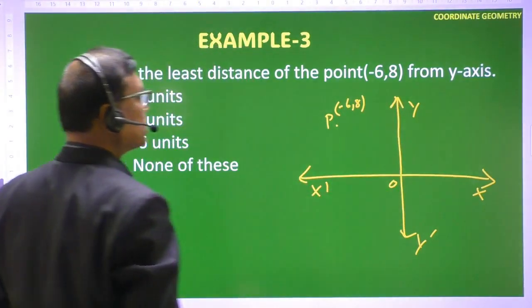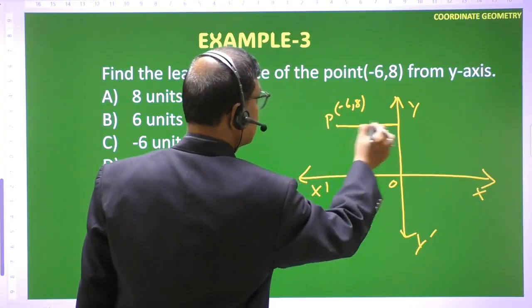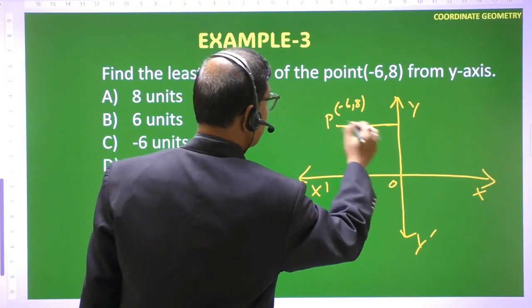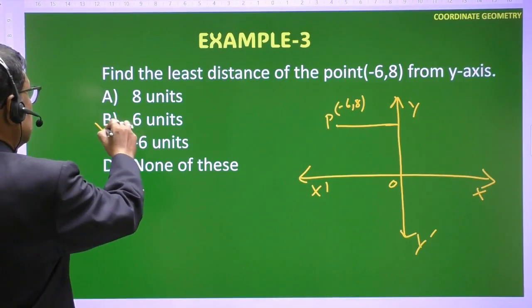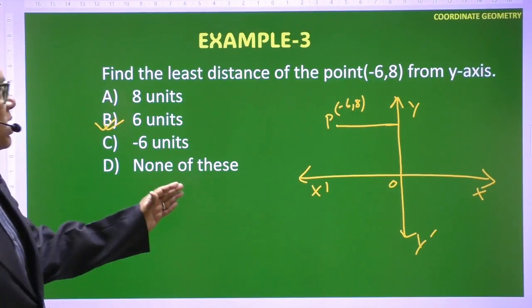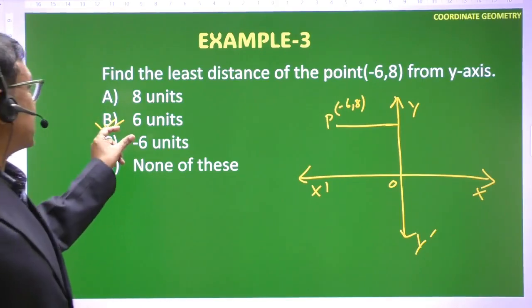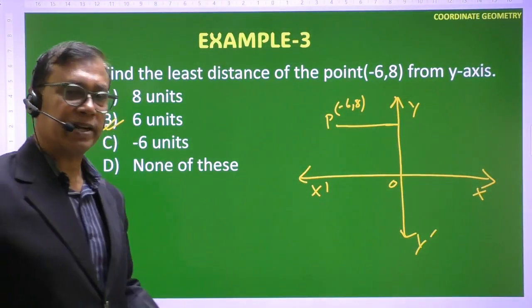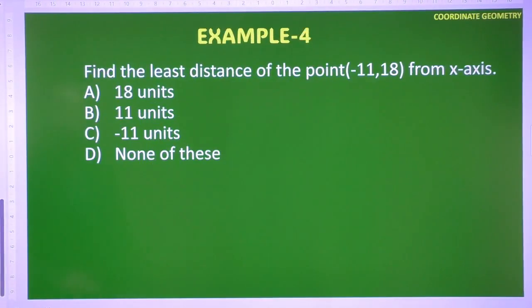We are finding the distance from y-axis, that means this perpendicular. That means how much is this? 6 units. That means not minus 6, because we are finding the distance. Distance cannot be negative. That's why you have to write 6, not minus 6. Clear?